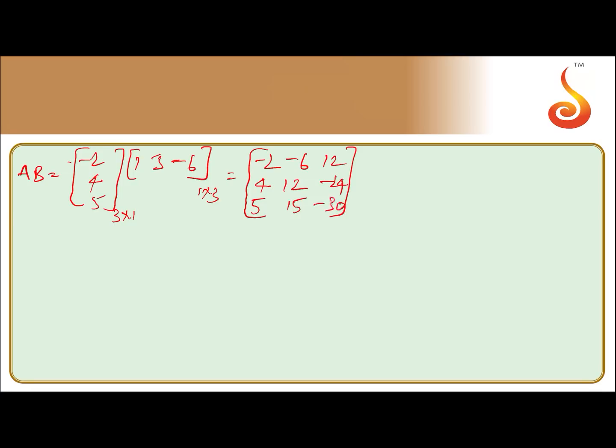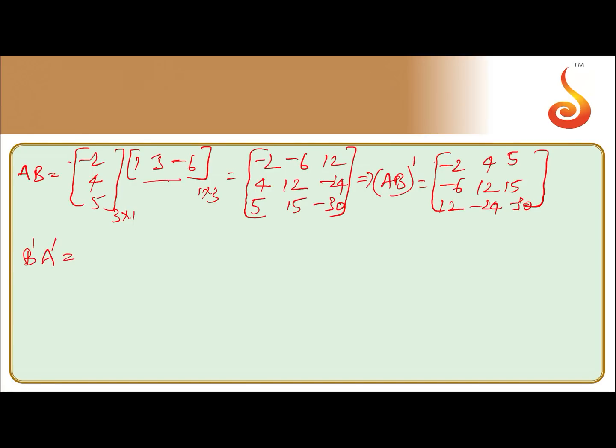This is the AB matrix. And (AB) whole transpose is equal to, and that gives you, -2, 4, 5, so -6, 12, 15, and 12, -24 and -30. Now let me calculate what B transpose multiplied by A transpose is.